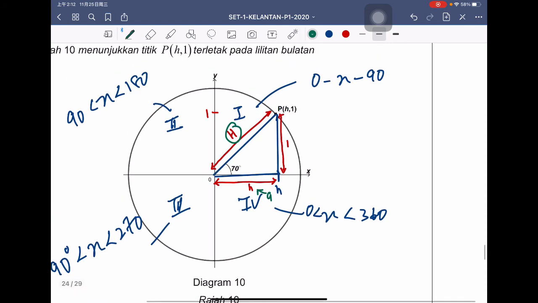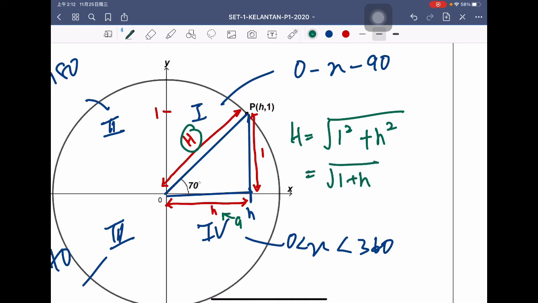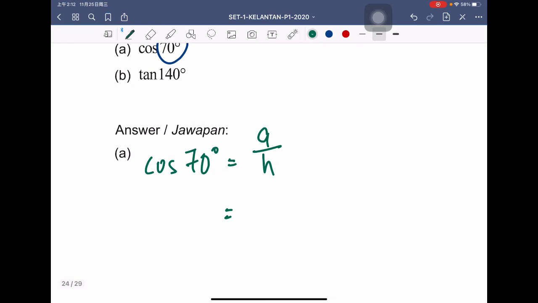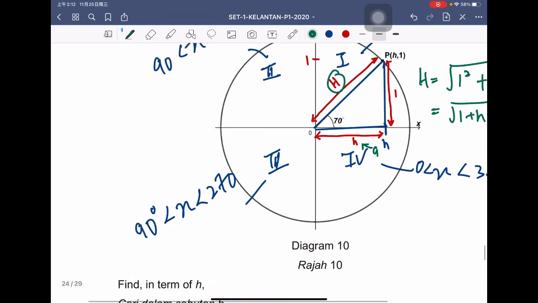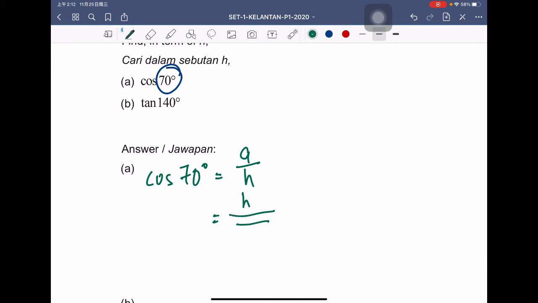How can you find the big H? By using the Pythagoras theorem. H is equal to the square root of 1 squared plus h squared, so the square root of 1 plus h squared. Then we just substitute into the formula. The numerator is h, and the denominator will be the square root of h squared plus 1. Okay, so this will be the answer.